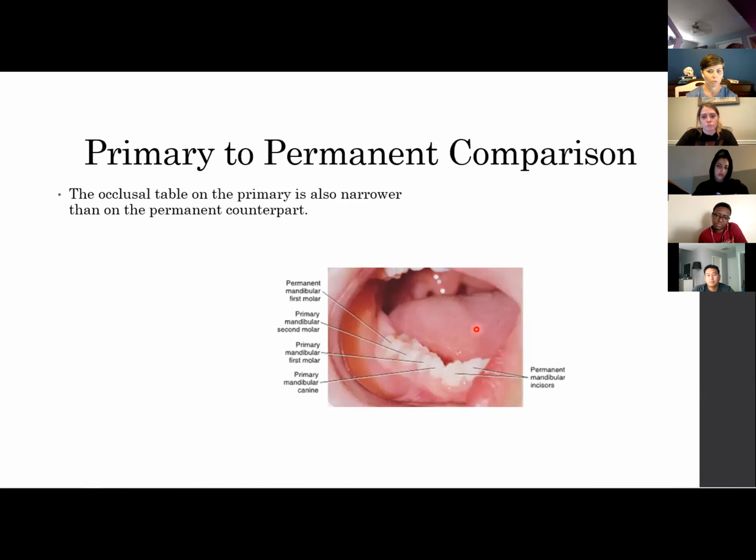Some fungiform on your tongue. Everybody see that?